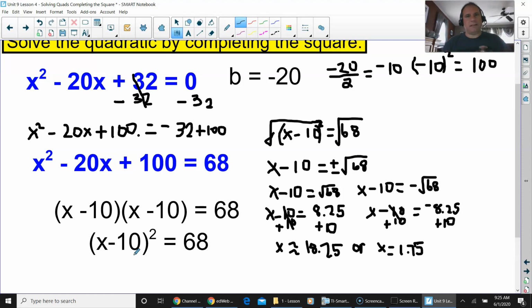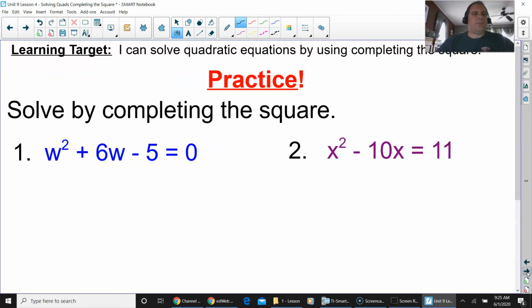Whatever that binomial is going to be squared. And then you square root both sides to undo the square. Once you square root both sides, this is the situation that you have. It's complicated, but you definitely will get used to it. We'll do number 1 together, and then you could start to take number 2.